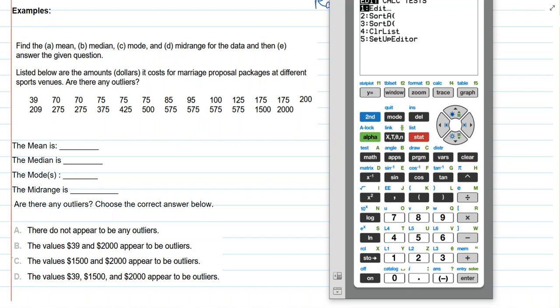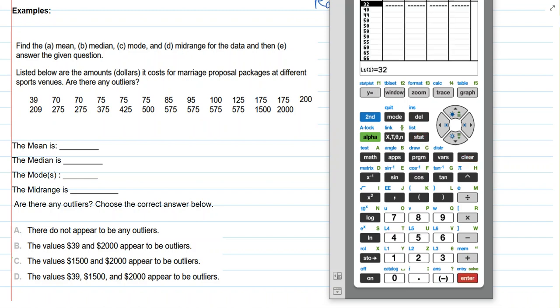I'm going to hit the stat key. It's under edit, enter. I've got a whole bunch of junk, so I'm going to clear, up arrow, clear, enter. Now I'm going to enter it any way I like. It doesn't matter if I go across or vertically. So I'm going to enter my numbers as carefully as I can.